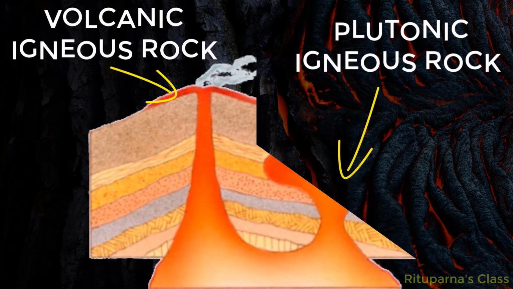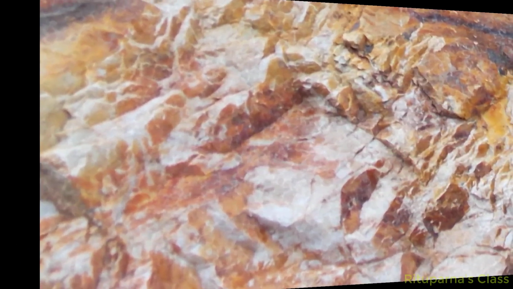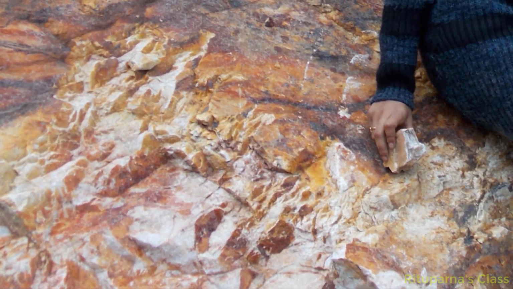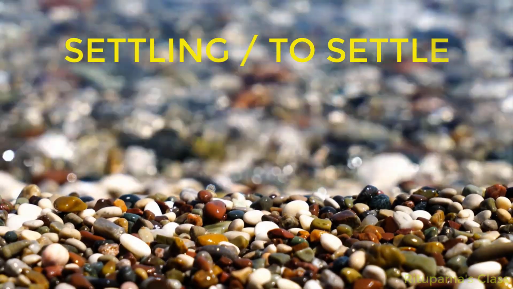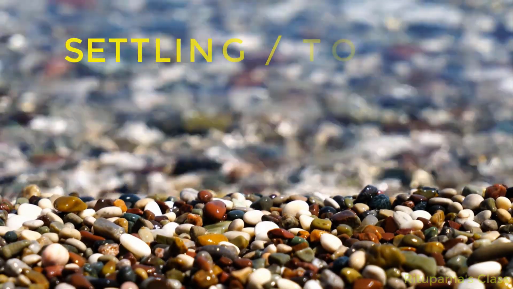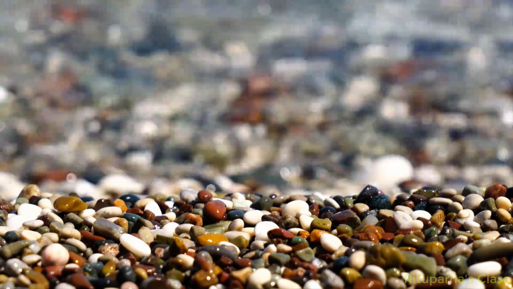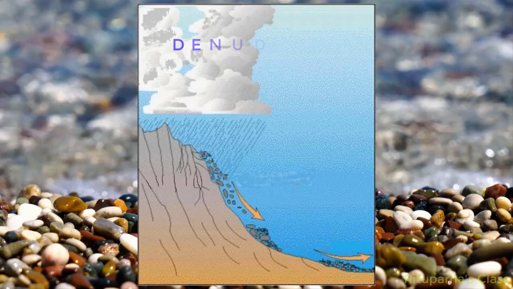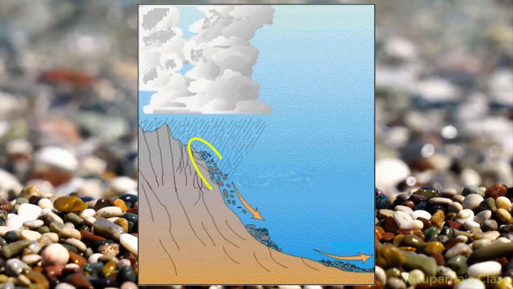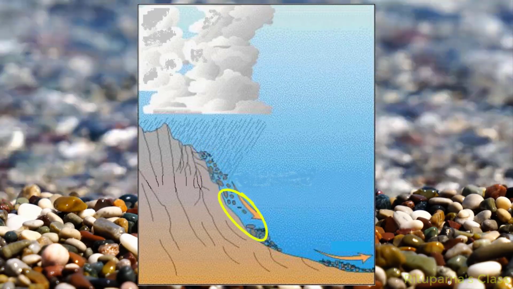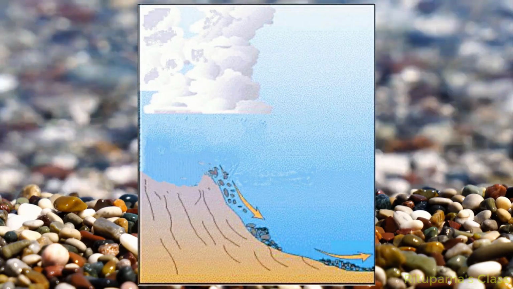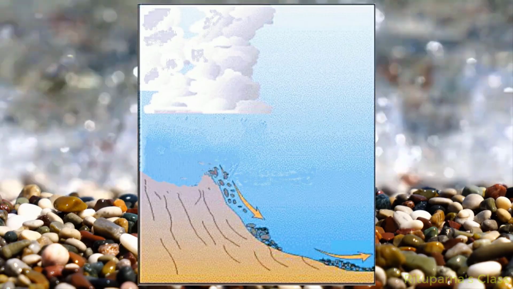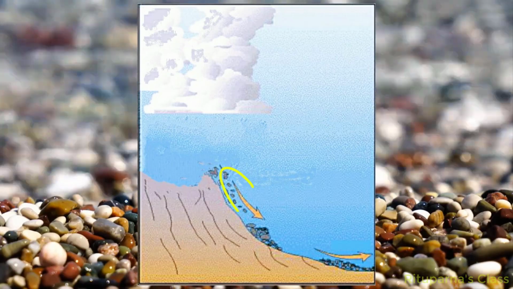Now let's move to the sedimentary rocks. The word sedimentary is derived from the Latin word sedimentum, which means settling. Rocks of the earth's surface are exposed to the denudational agents. Now, what is the denudation process? Denudation is the process by which rock material from the earth's surface is removed, resulting in the general lowering of the land surface. So, after the denudational process, rocks are broken up into various sizes of fragments.